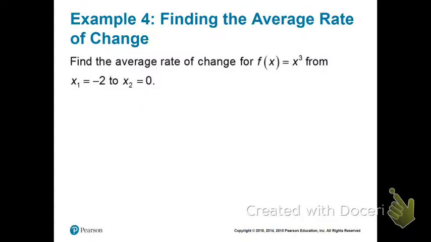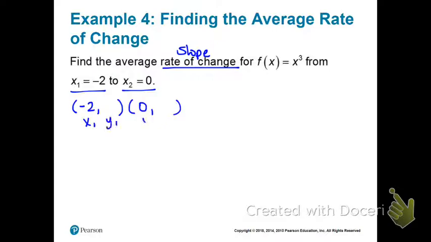All right, so it says find the average rate of change for f of x equals x cubed from x1 is negative 2 to x2 is 0. All right, it says rate of change. That tells me we're looking for a slope. Notice they gave me x1 and x2. So if I know x1 is negative 2 and x2 is 0, I just have to go through and find y1, and I have to find y2. Well, look at the equation they gave you. In this one, f of x equals x cubed.